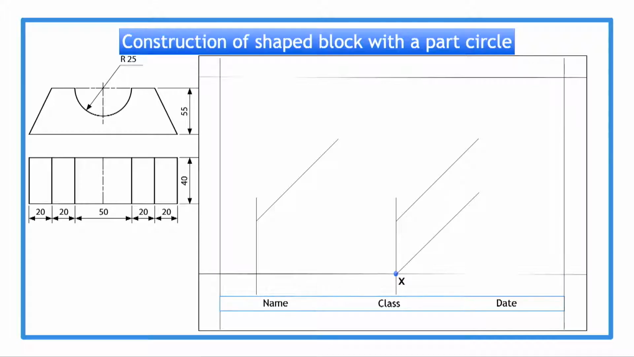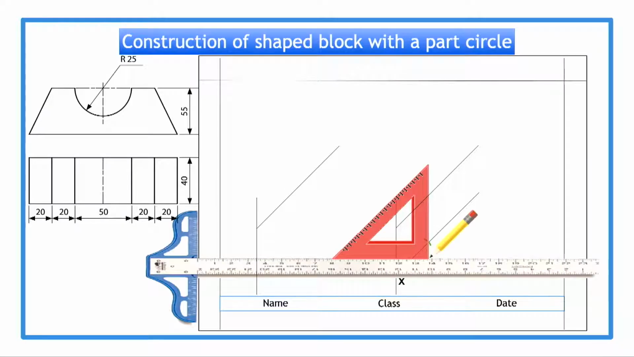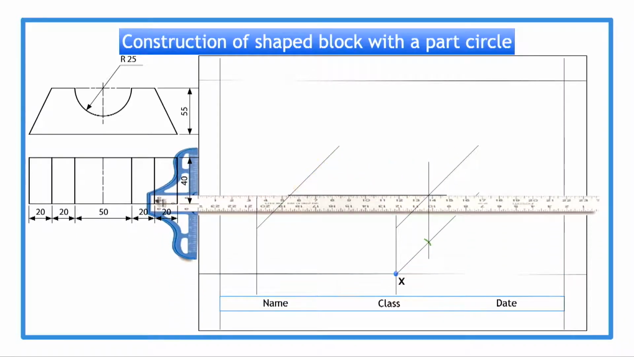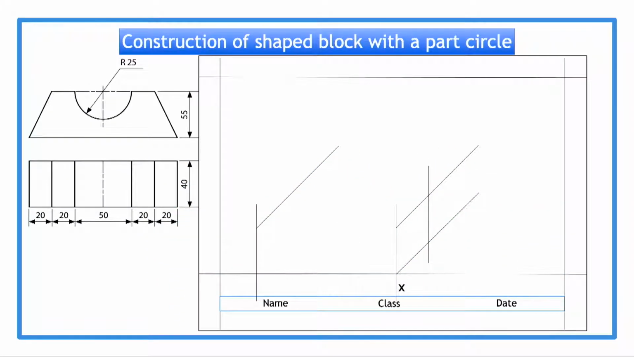We measure off and mark off the depth of 40 millimeters and complete the back of our crate. We can now add in details of the front. The semicircle in the front view has a radius of 25 millimeters. We add a center line on our crate for the center of the circle and can now draw the circle to the correct dimension with our compasses.